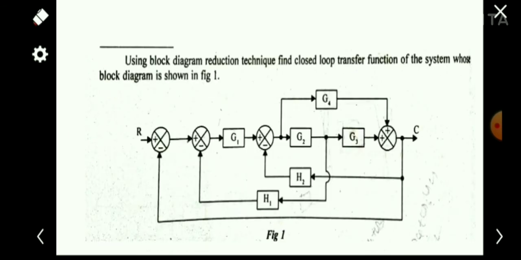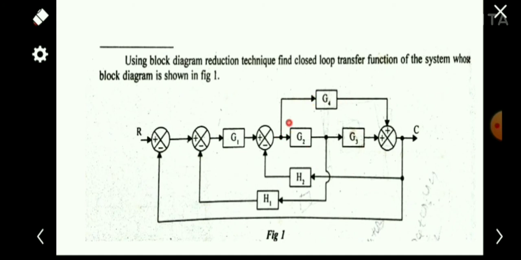Okay, and the next problem is, using the block diagram technique, find the closed loop transfer function of the system whose block diagram is shown in the figure. It is a very large block diagram, so we have to find some methods to reduce it and find C by R, that is C of S by R of S, Laplace transform of output by Laplace transform of input, that is the transfer function.